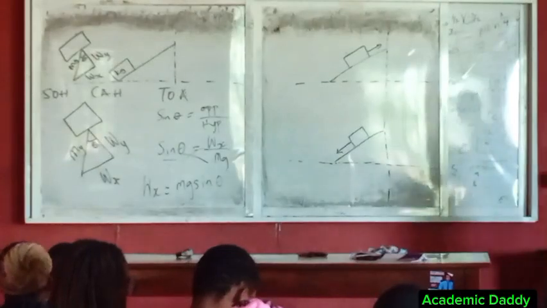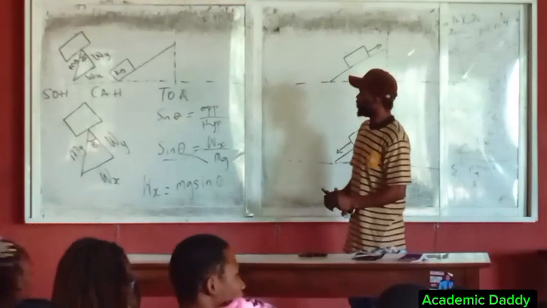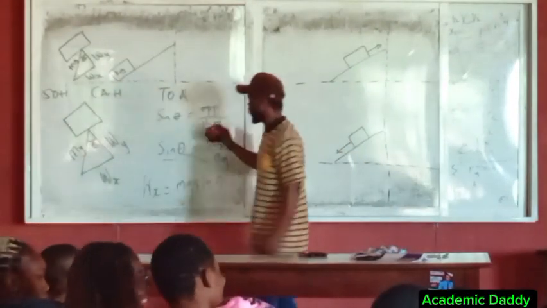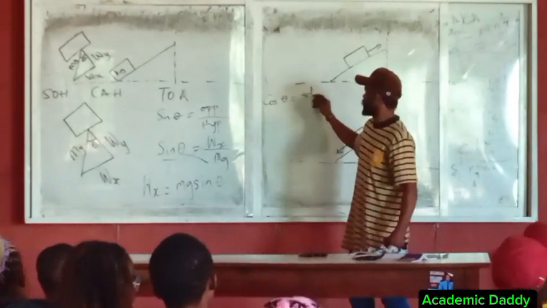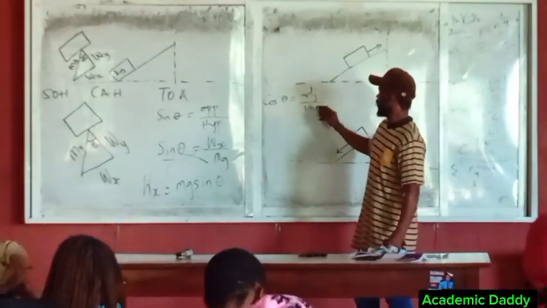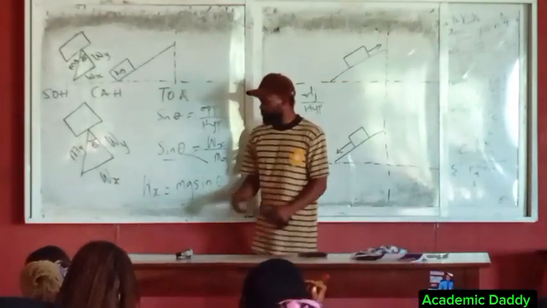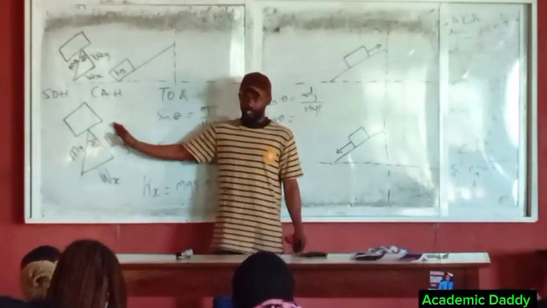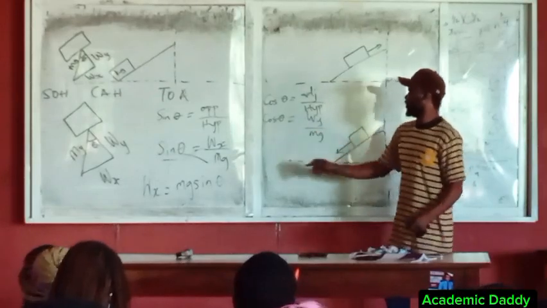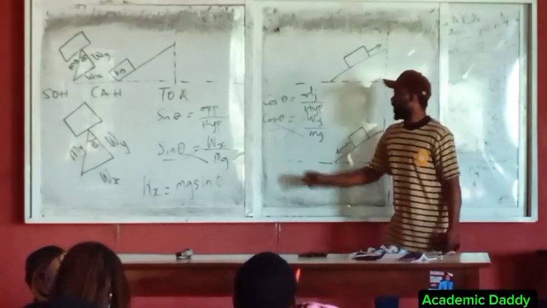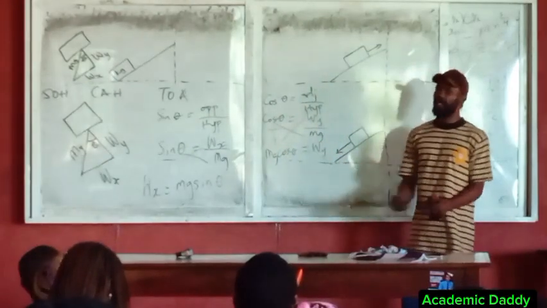Alright, now see, for cos theta, let's try to look for cos theta. So cos theta will be equal to adjacent over hypotenuse. Now, that means that cos theta will be equal to the adjacent side of this. If I know this is the opposite, this is the hypotenuse, what is remaining is the adjacent. So if this is Wy, and the hypotenuse is mg, if I cross multiply, I have that mg cos theta is equal to the weight on the y-axis.